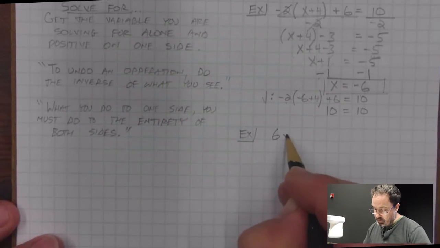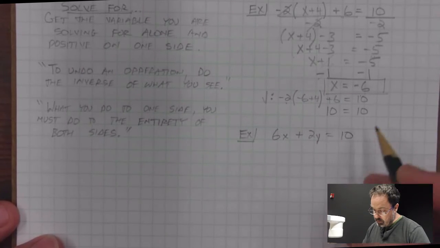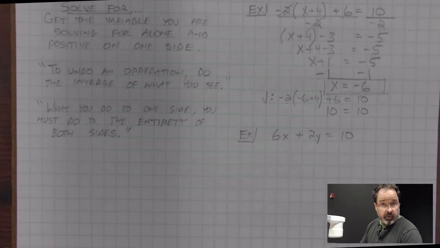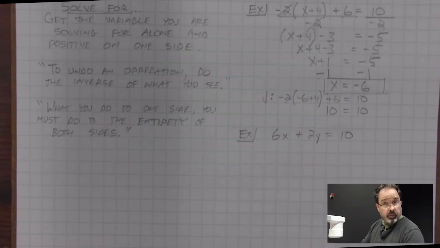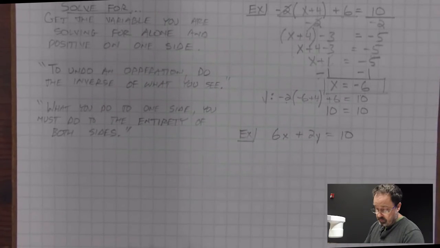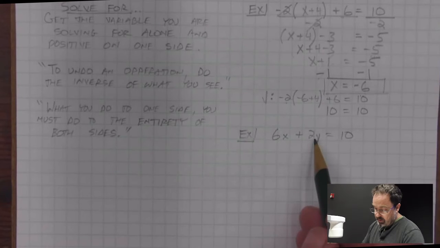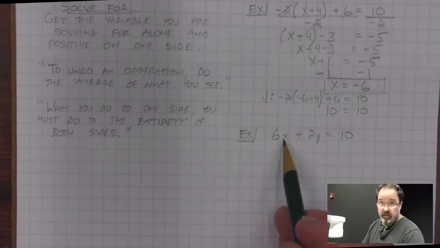I'm going to start with an equation that has two variables. I could solve for either one. The instruction could be solve for x or solve for y, but I need to make a choice. I'm going to solve this equation for y, which means that I want to get y alone and positive on one side. I'm going to begin by getting rid of this 6x term on this side.